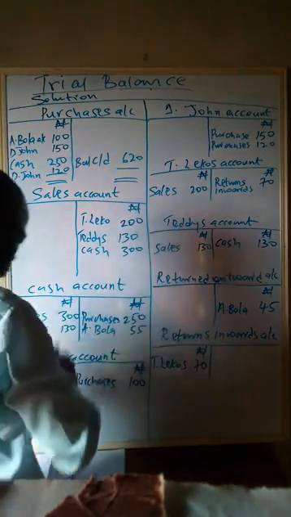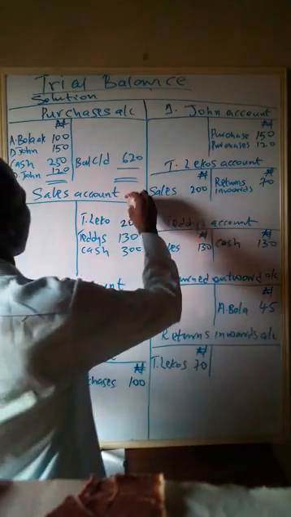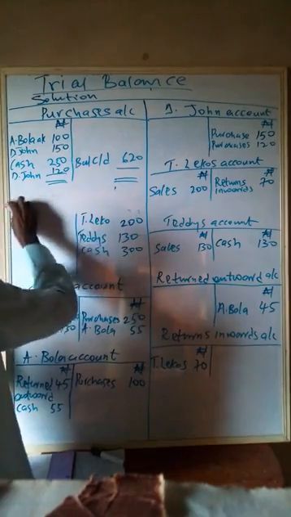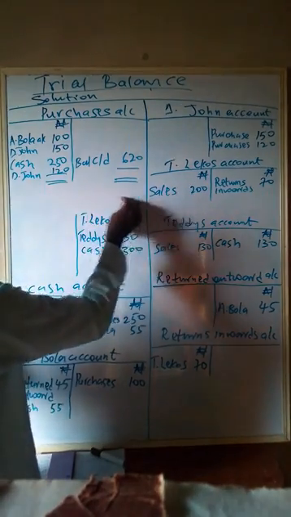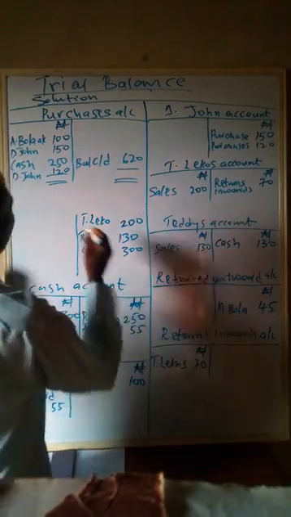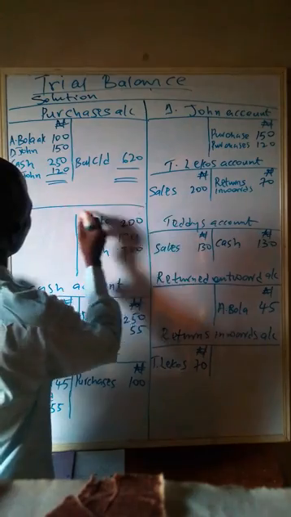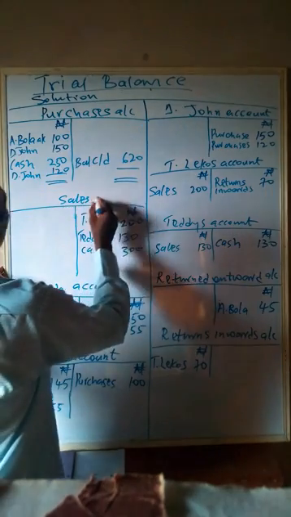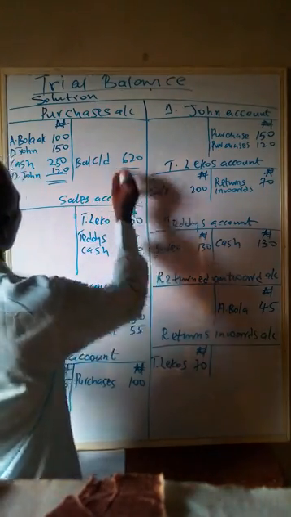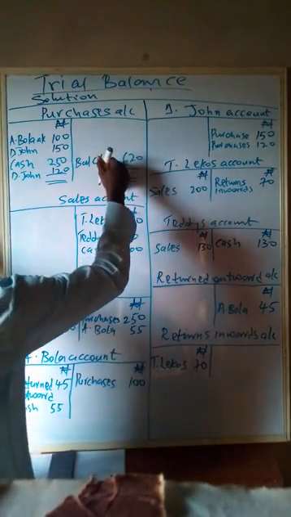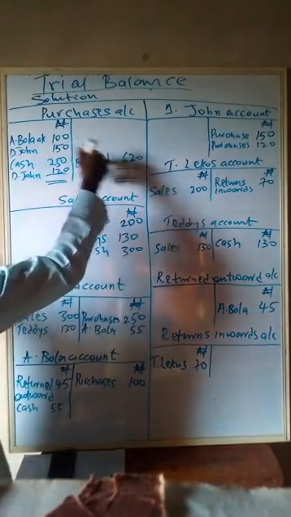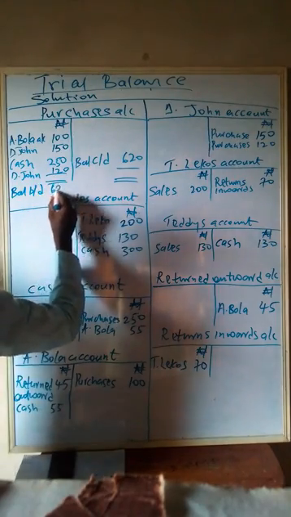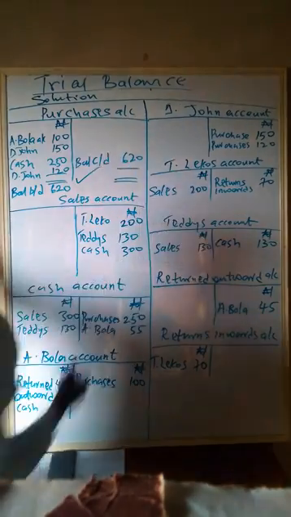Let me bring this sales account down, so that I can have space for balance b/d. I have the closing balance c/d at the end of the period, and at the beginning of the next period that is balance b/d, and that is 620. I've marked this. This is going to trial balance.